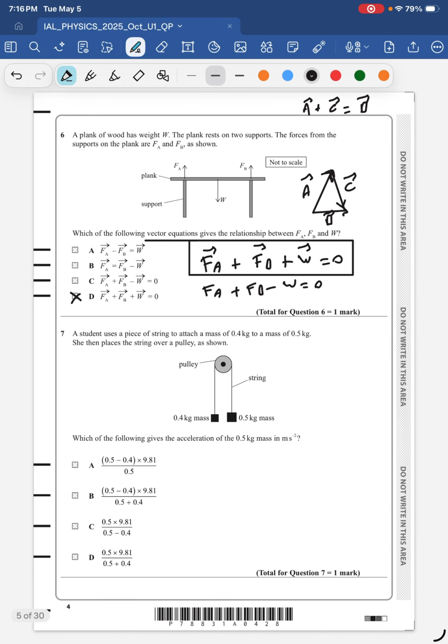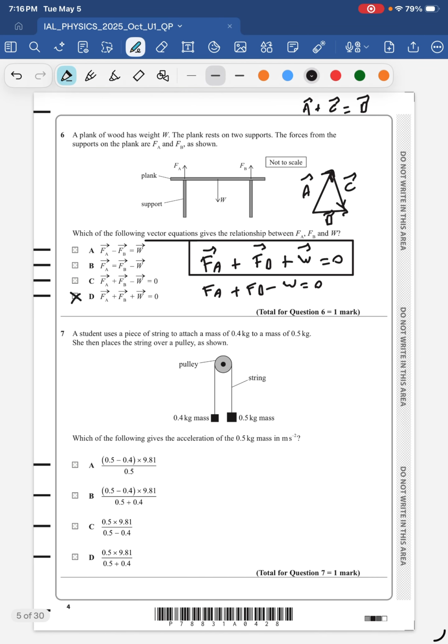Okay, question 8. The table shows information about two wires made from different metals, wire P and wire Q. They have the same length, different cross-sectional area, and Young modulus. A tensile force applied to P produces an extension delta X. The same tensile force is applied to Q. Which of the following is the extension of Q?